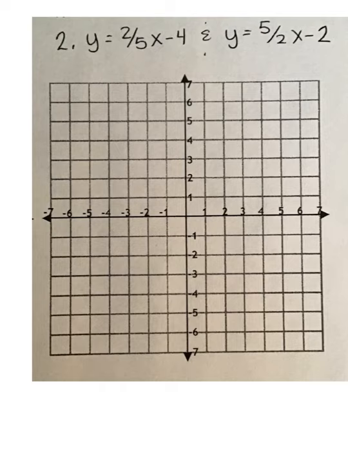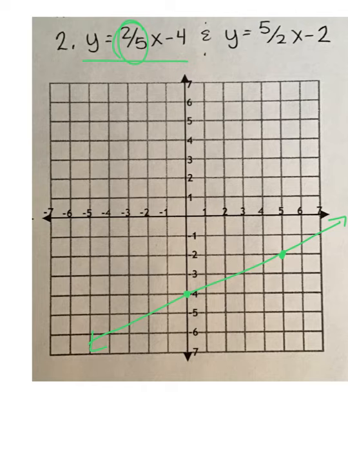So this last one here, we have y equals 2/5 x minus 4. So we're going to start at minus 4 or negative 4 on the y line. Then it's a positive 2, so we're going to go up 2 and over 5. So up 2 over 1, 2, 3, 4, 5, and we're going to put a dot. Draw our first line.